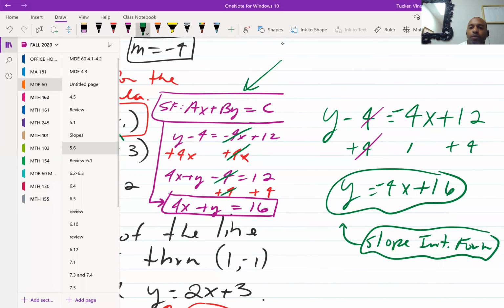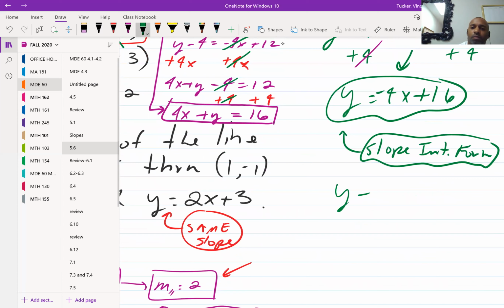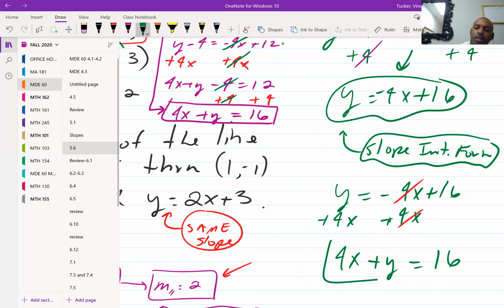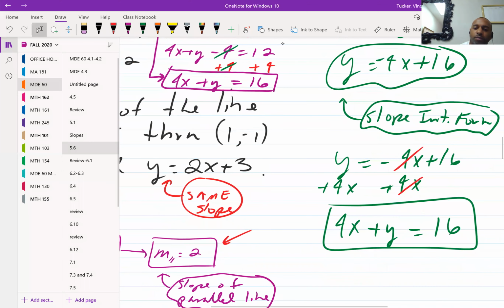So if you go to this format and they want standard form, all you would do is just add 4x to both sides. So you just got to make sure you're watching what they're asking of you. If you were to add 4x to both sides, then that'll be 4x plus y equals 16. And that would be standard form, with your x and y terms on one side of the equation.